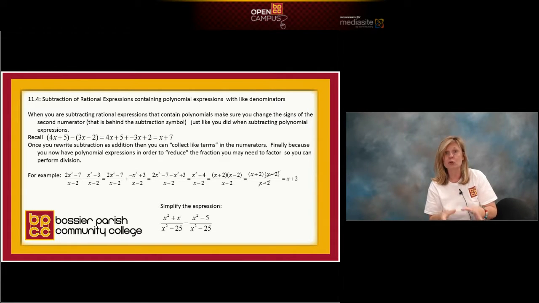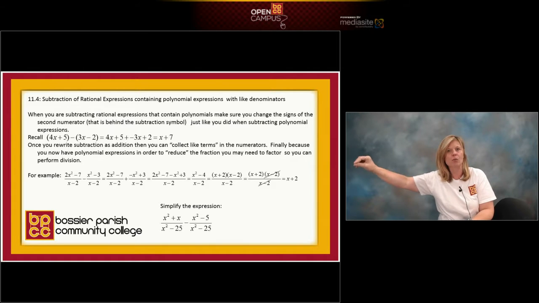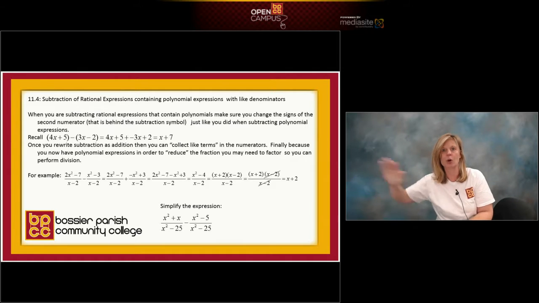The same thing's true when we're dealing with rational expressions. We're going to change subtraction of fractions into addition. And we have to understand it in that second numerator. If there's a binomial, 2 terms, or a trinomial, 3 terms, or a polynomial, 4 or more terms, we change all of the terms to the opposite, the additive inverse, not just the first one. So let's look at our example.